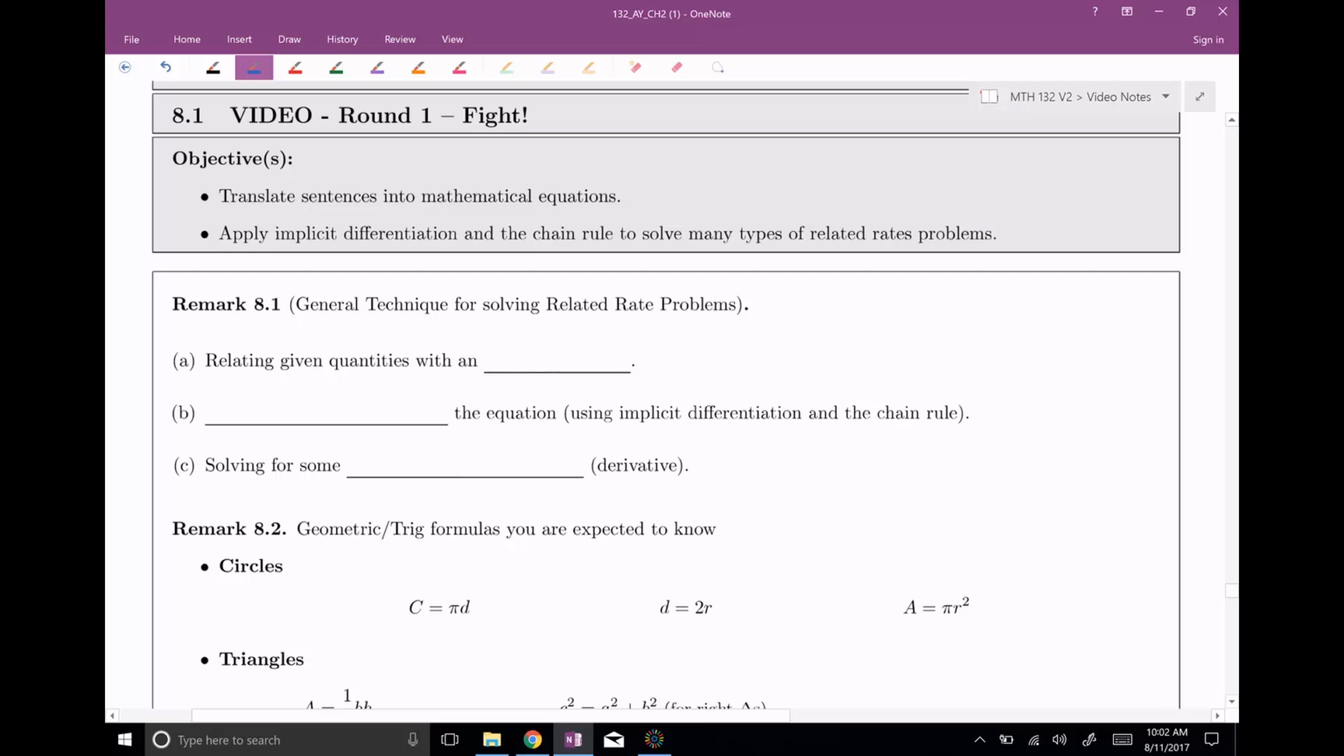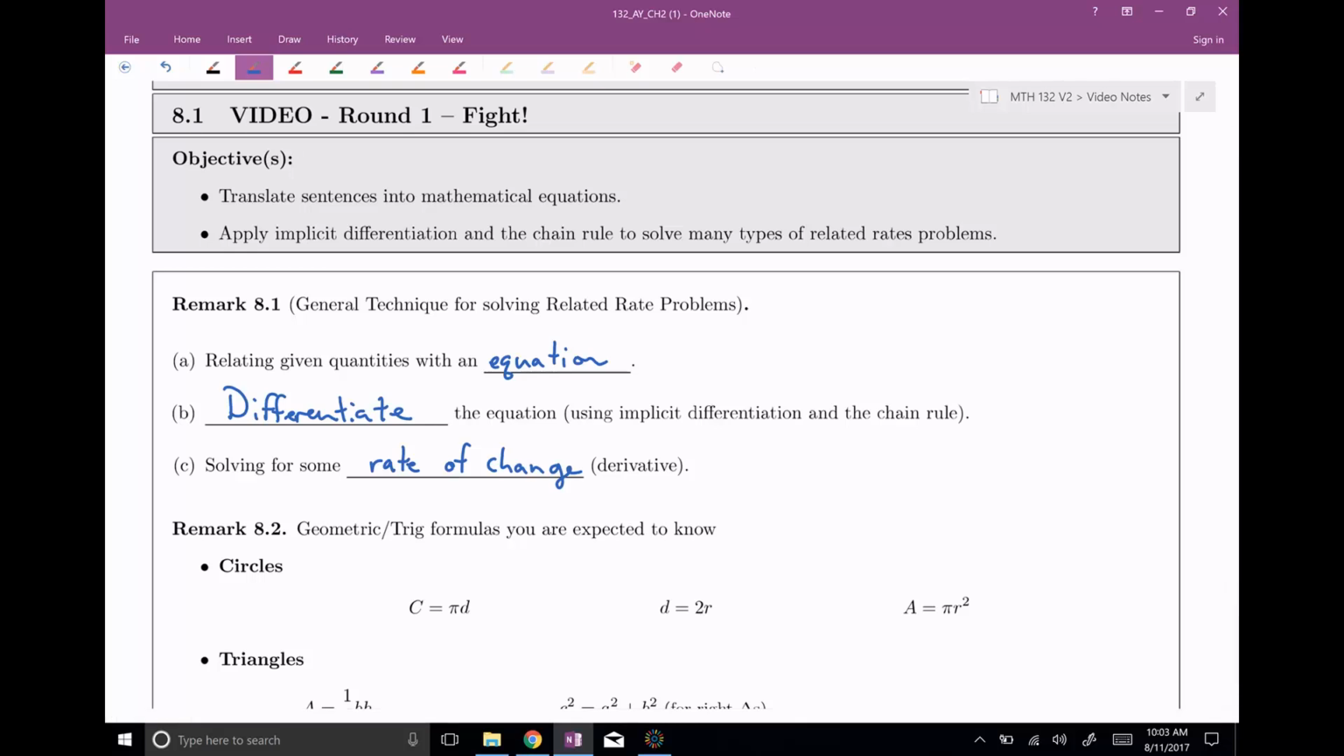So the first step is that you want to relate given quantities with an equation. Second of all, you want to differentiate this equation. Differentiate the equation using implicit differentiation. And you're going to see we're going to have a lot of chain rules here. And then finally, you're going to solve for some rate of change, aka a derivative. So this is the general underlying technique to all these related rates questions.